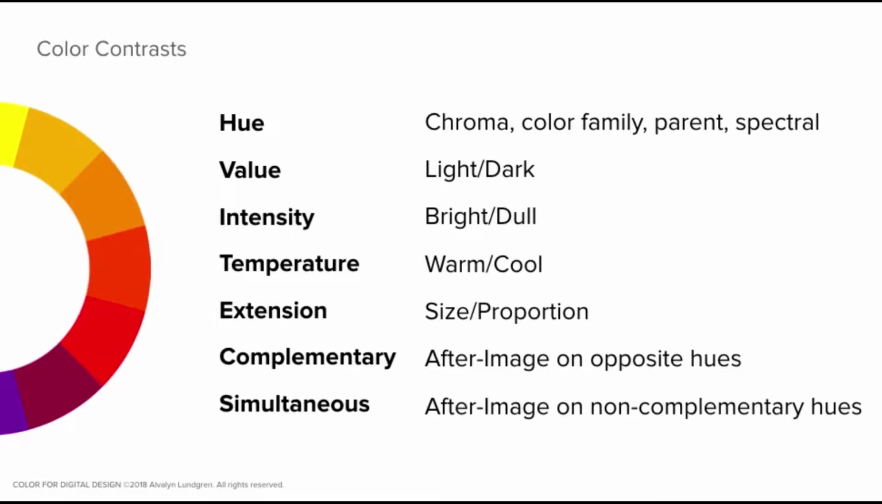Color temperature is a visual understanding. There is physical color temperature, which is measured in degrees Kelvin. Visual color temperature is just our sense of warmth or coolness. So orange is warm, blue-green is a cool hue.